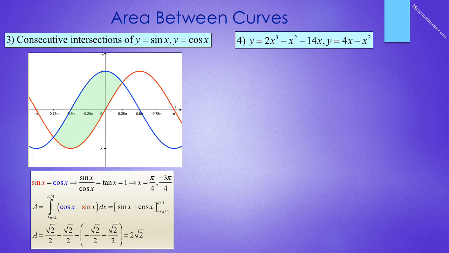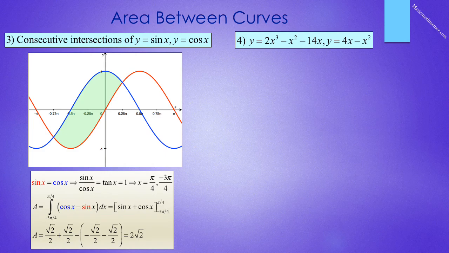So our area is the integral from negative 3π/4 to π/4 of cosine x minus sine x dx. We would like to get an exact answer for this problem, and the calculator will only be able to give us a decimal answer. So we will use the fundamental theorem and get, for the integration, sine x plus cosine x evaluated from negative 3π/4 to π/4.